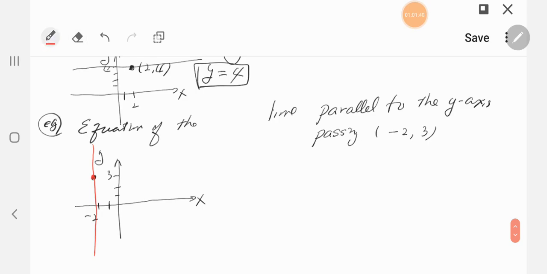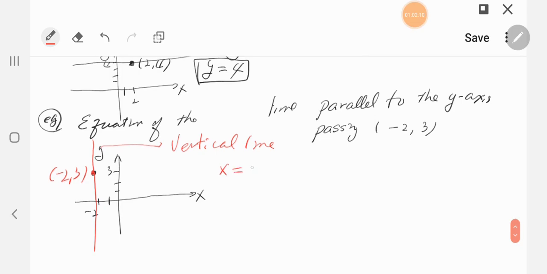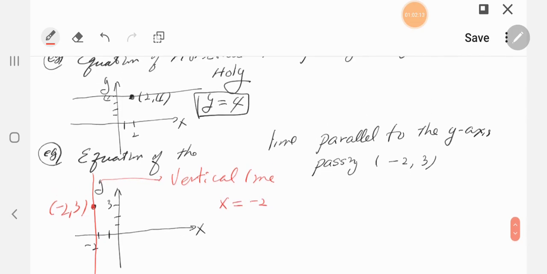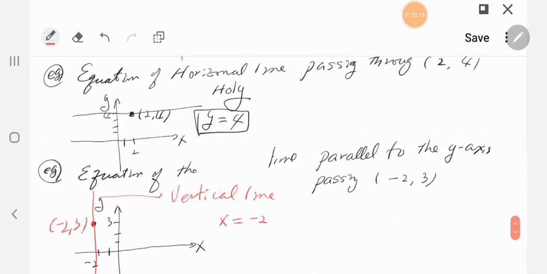So if a question is to find the equation of the line parallel to the y-axis, then it's a vertical line passing through this point, (-2, 3). So this is the vertical line. Using the vertical line, the equation is x equals the x value, which is -2. Okay, can you see this? Good. We are done for this section.